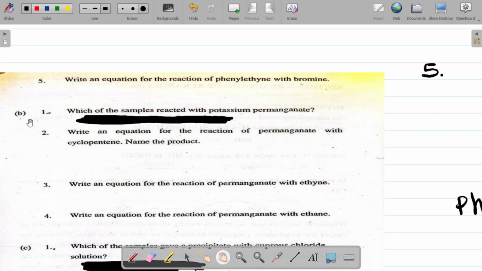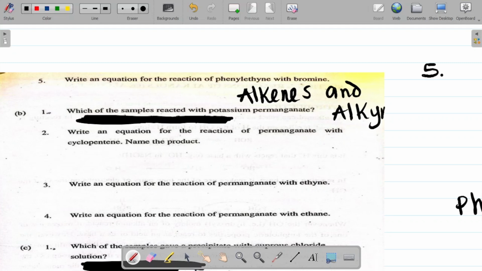So next up, B. B says, which of the samples reacted with potassium permanganate? Now when it comes to the sample that reacts with potassium permanganate, it's possible that you can have two different samples. Usually it's the alkenes and alkynes that react with potassium permanganate. Let me write that down.